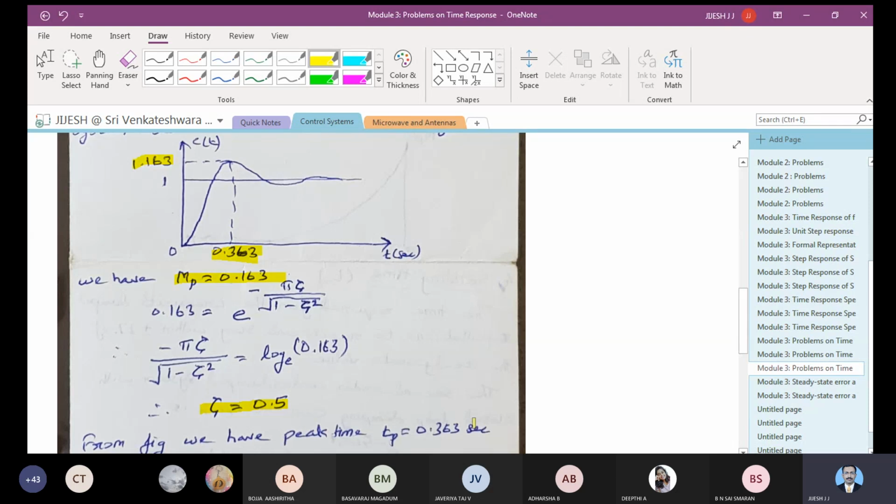TP is 0.363 seconds. So here it is, this is the peak value TP and it is given. So you can use this equation, and zeta is already known to you. So TP is also known. How to proceed with it? How will you further proceed? Just think and tell me how you're going to do it.